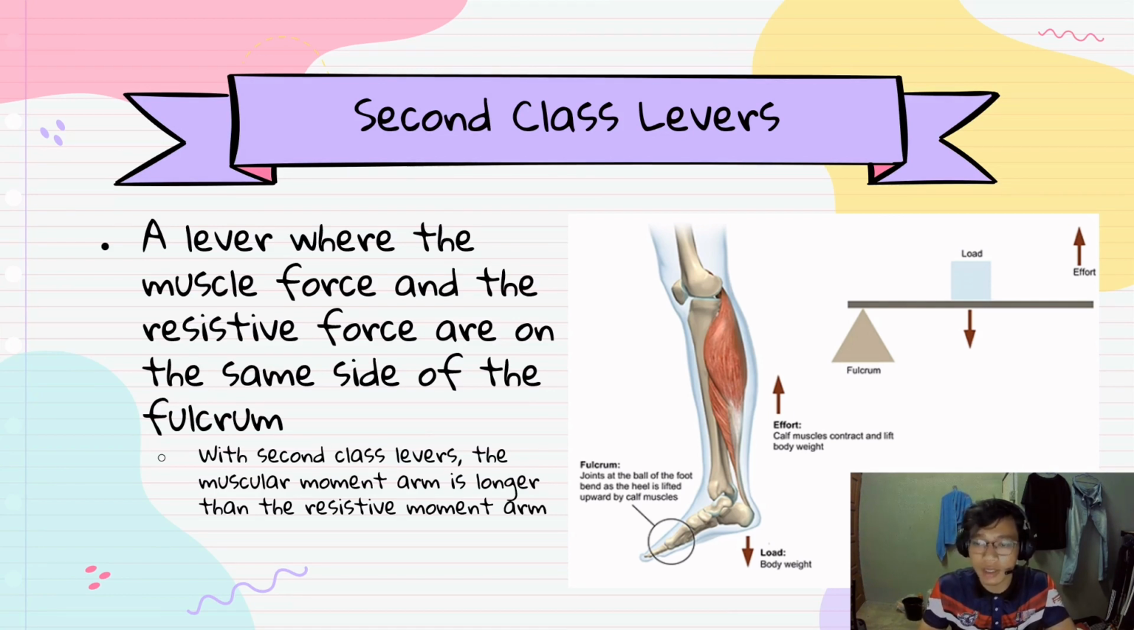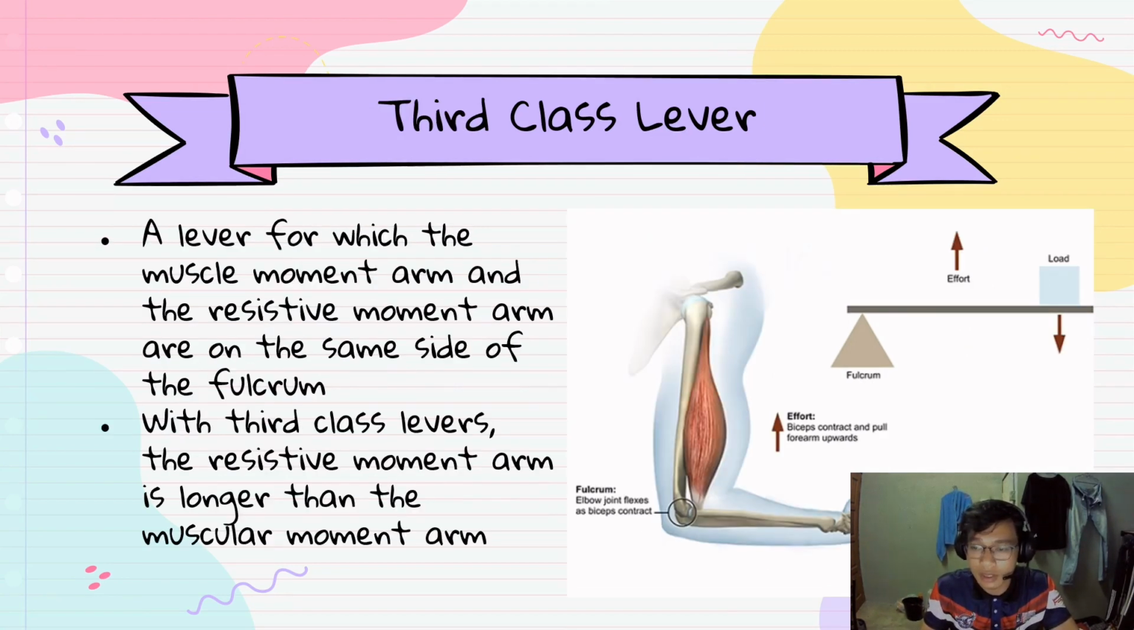Now we are going to move on to the last type of lever, which is the third class lever. The third class lever is a lever for which the muscular moment arm and the resistive moment arm are on the same side of the fulcrum. As you can see in the picture, it's almost the same as the second class lever, but the effort and load switch places, and the fulcrum stays in the same position. With third class levers, the resistive moment arm is longer than the muscular moment arm.